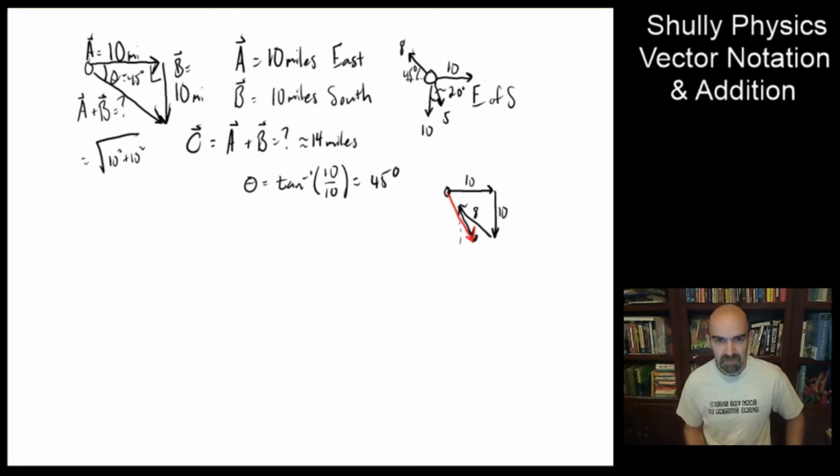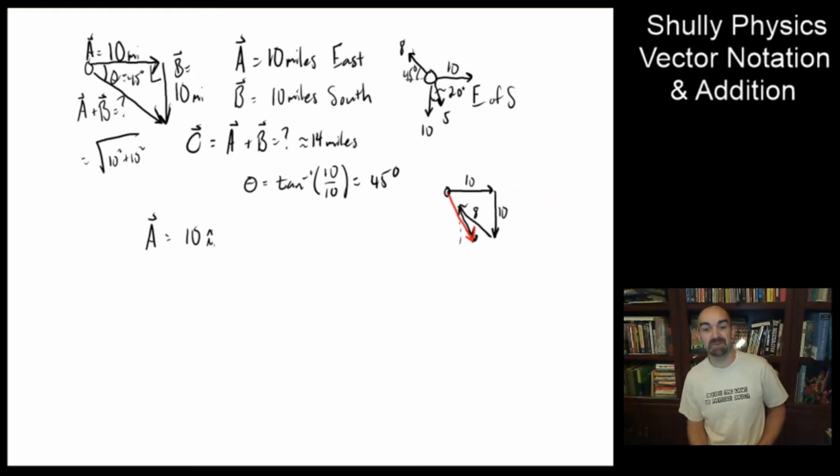So what we're going to do is convert these vectors into their I, J, K components. And what a component is, is a piece. So the vector A, instead of being written 10 miles east, we could say it is 10 in the I hat direction. And that's how you say that. It's a lowercase I, but instead of putting a little dot above it, you say hat.